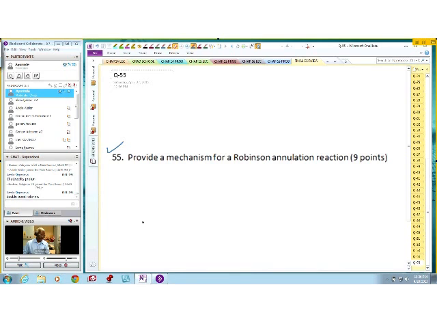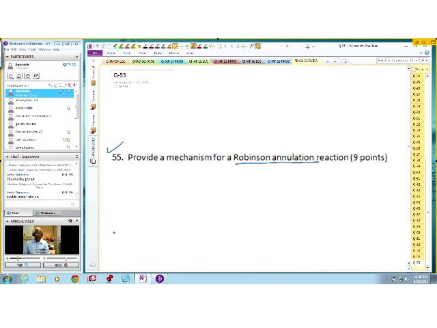Provide a mechanism for a Robinson annulation reaction. Okay, thank you, very good. Now, what they want you to do here is to provide a mechanism for a Robinson annulation reaction. You notice they have not given you any limitation as to what you can use for this.